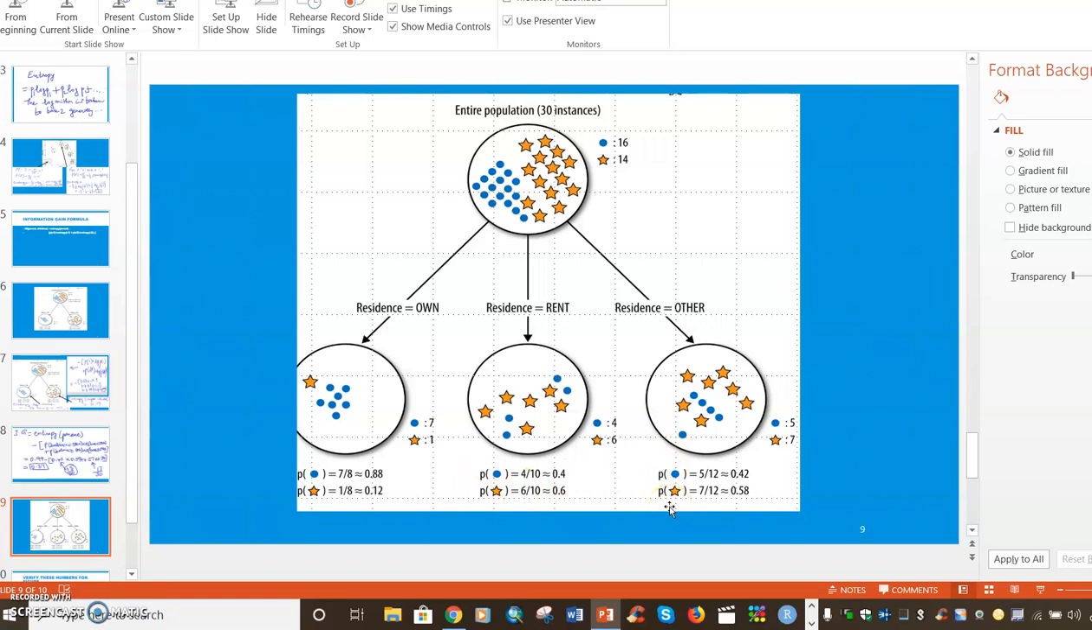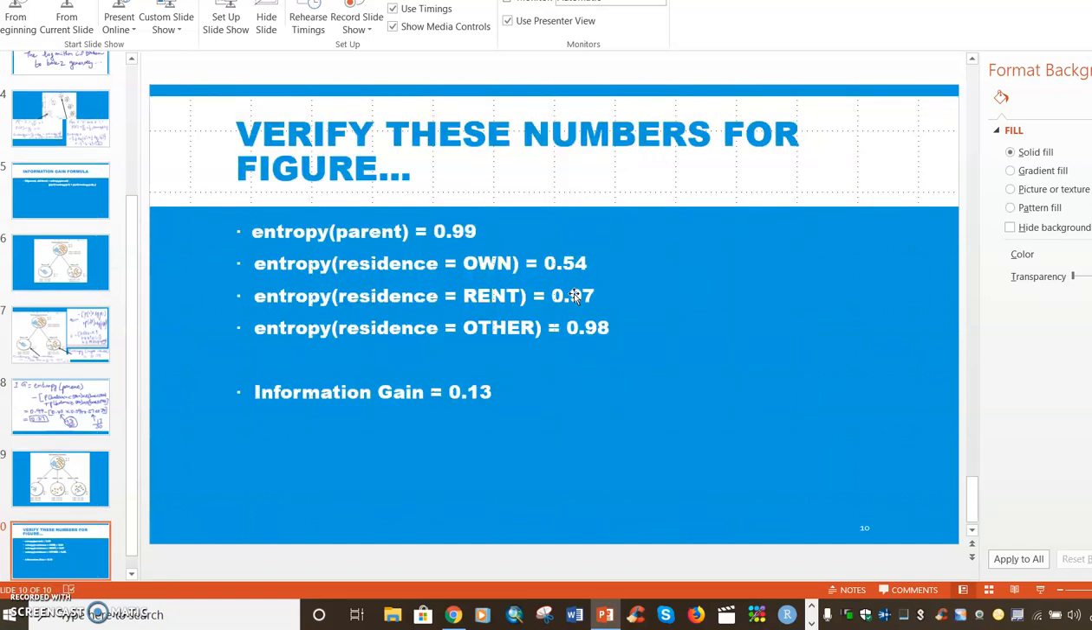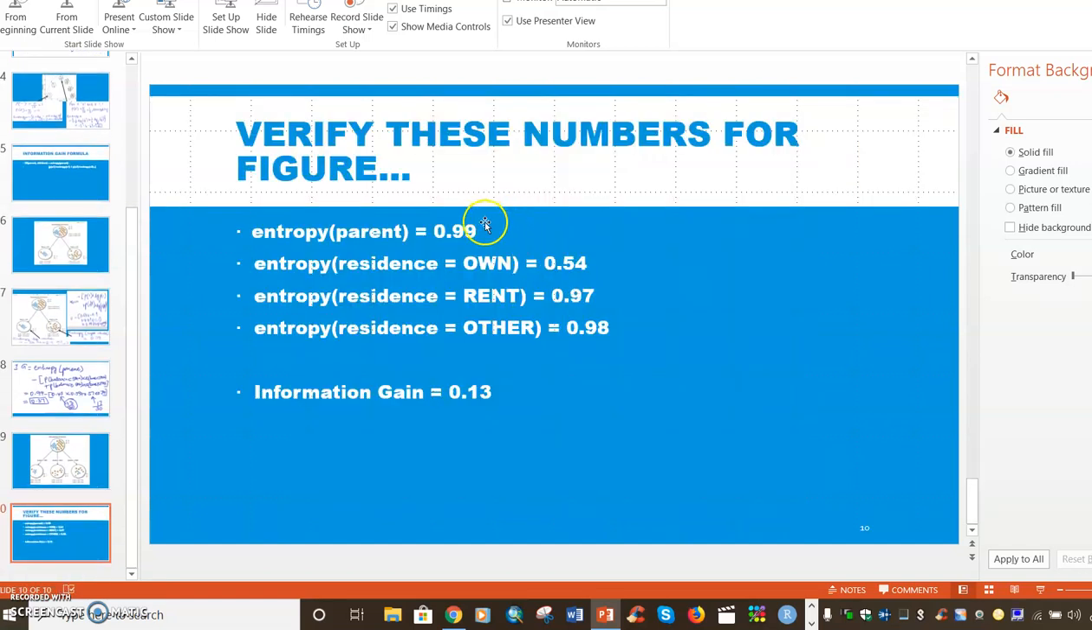I want you to verify the information gain for this kind of branching, and you should come back with these numbers. Entropy of the parent is 0.99, the entropy of the parent doesn't change, but the entropy for own is 0.54, rent is 0.97, and other is 0.98. And so the information gain for this kind of branching is only 0.13.